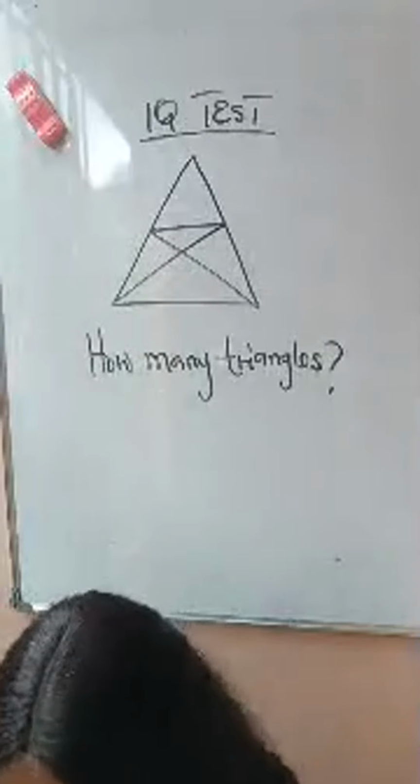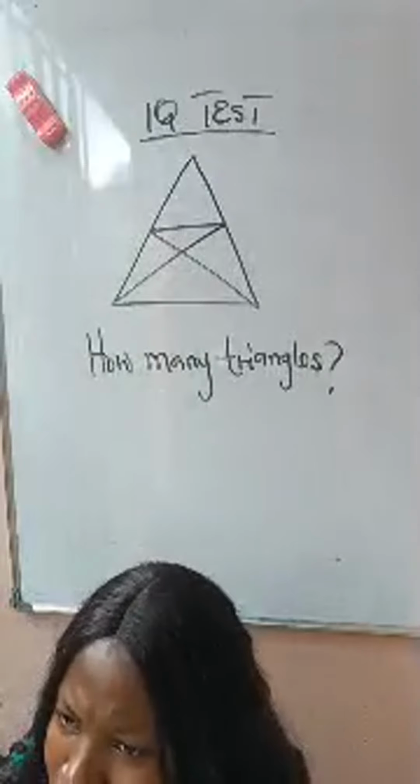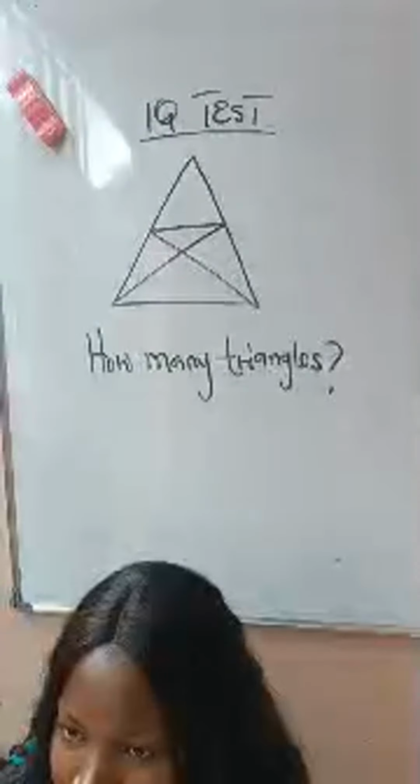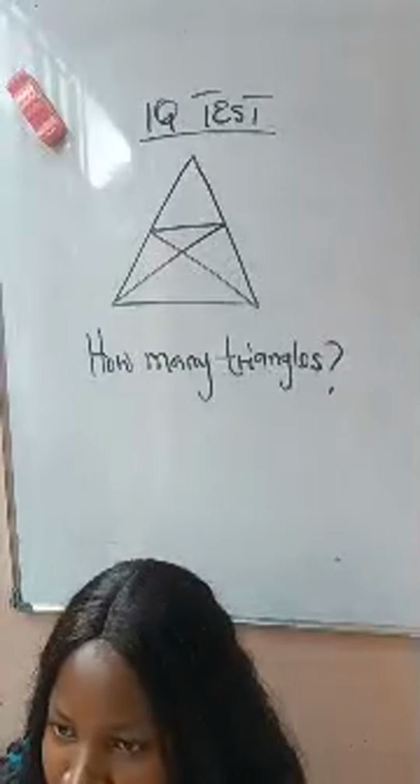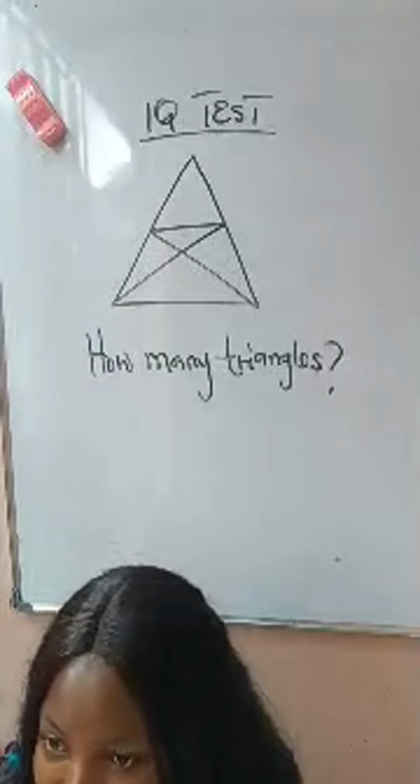So how many triangles can you see? Let's look at the board very well. How many triangles can we see? It's 12 final. Okay. Everyone is saying 12, 12, 12.